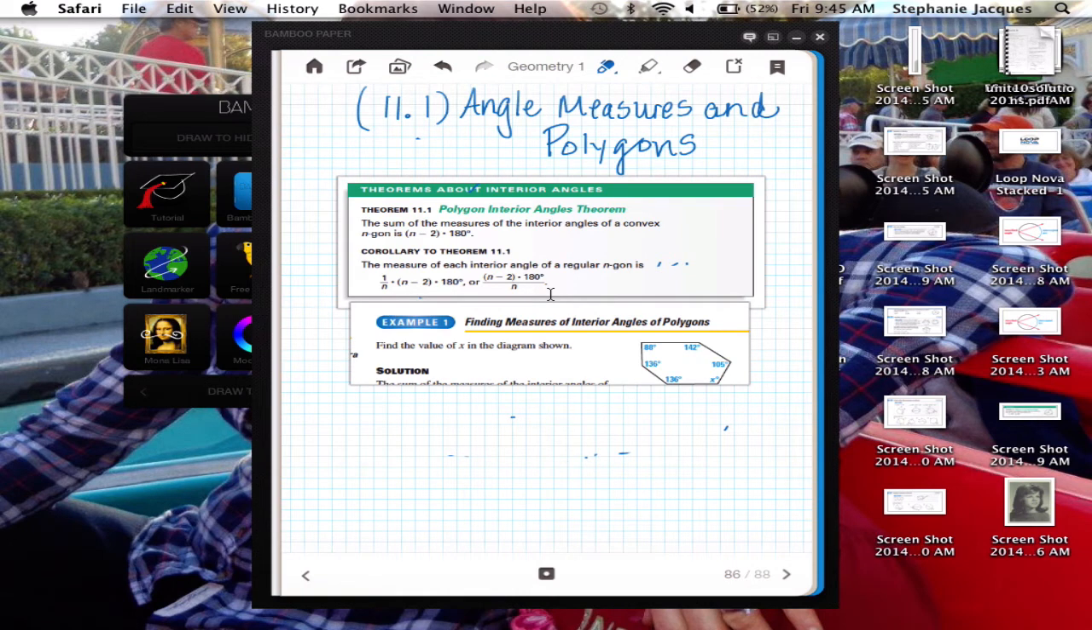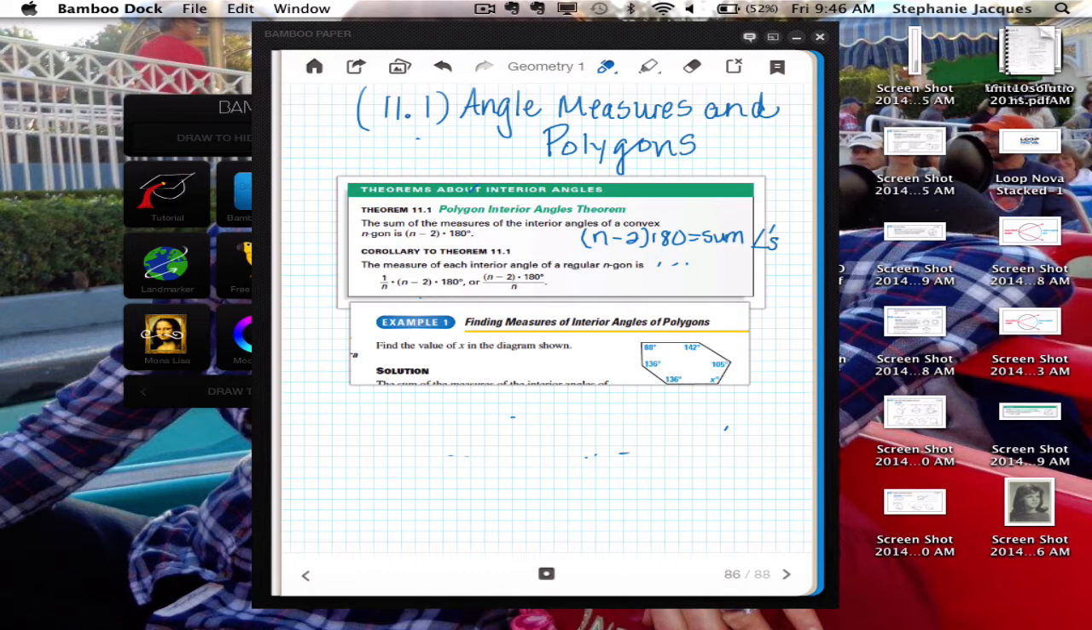Today we'll be going from circles to polygons, and we're going to focus on the angles and sides of the polygons. So let's look at our first theorem, the polygon interior angles theorem. They're saying that the sum of the measures of the interior angles of a convex n-gon, where n just means the number of sides, is (n minus 2) times 180. You could also write it like this, (n minus 2) times 180 equals the sum of the angles, to make it a little more clear.